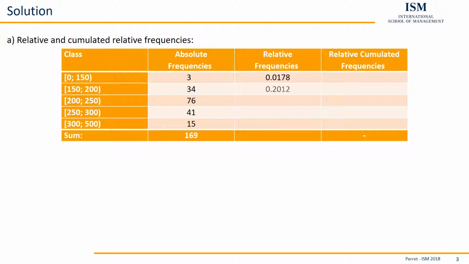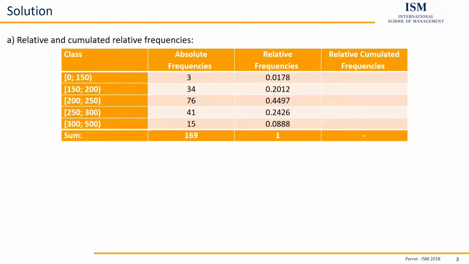As I said before, relative frequency is relatively easy to calculate. It's just dividing the absolute frequencies by the overall number of observations. The relative cumulated frequencies, however, are a bit more work. What we have to do here is we always consider the relative cumulated frequency of the class before, and to this add the relative frequency of the current class.